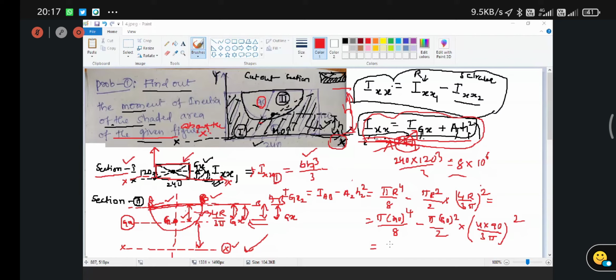4 into r is 90, 4r divided by 3π, whole square. This is for one. So the value I got after calculating is 71,88,092. Okay, this is the IGX2 value.